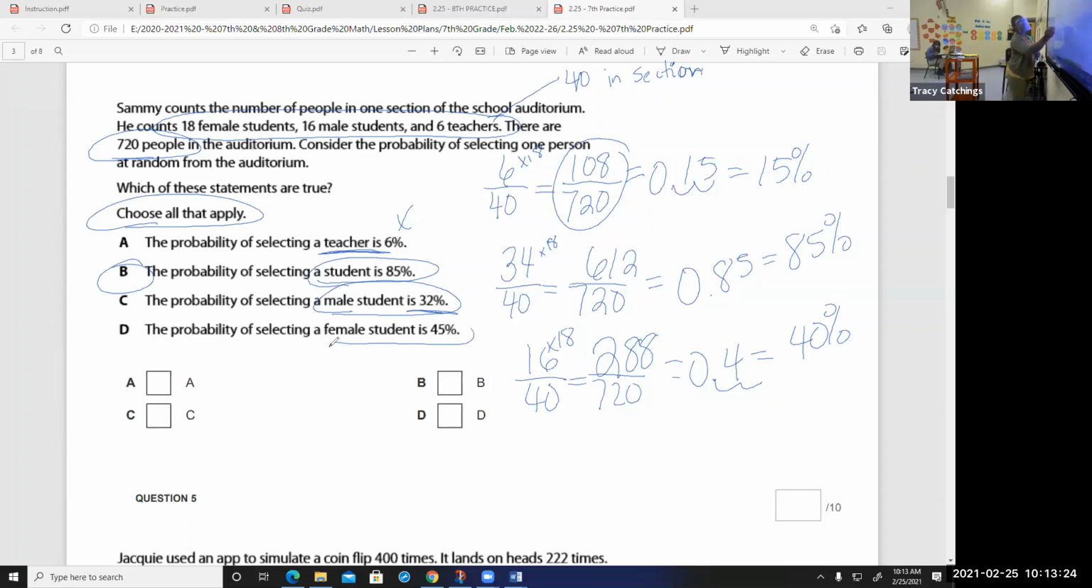How many females? 18. All right, so then 18 out of 40. Denominator 720. Go ahead and multiply it by 18. All right, divide it out. Shift 2 times, 45%. So we should have B as well as D. Any questions about it?